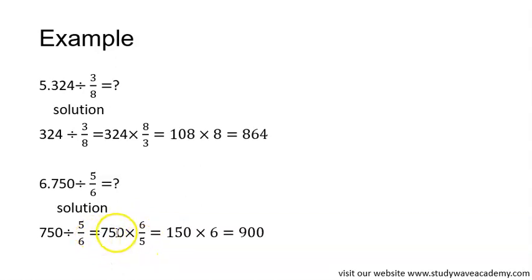5 can go into 750. We are going to have 150. If 5 divides 750, our answer is 150. Okay, so we have 150 times 6. 150 times 6 is going to give you 900. So this is our answer. Our answer is 900. Okay, 750 divided by 5 over 6. The answer is 900. Do we understand? Good.